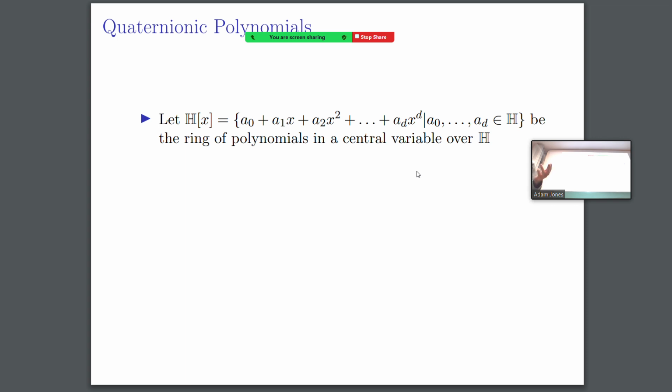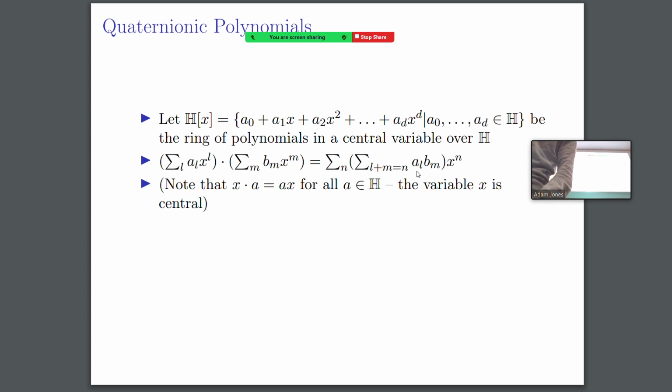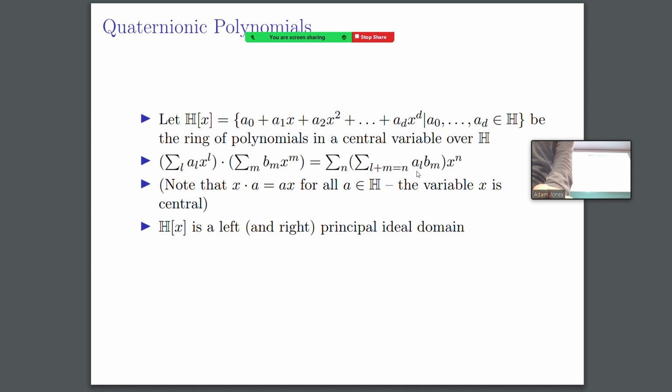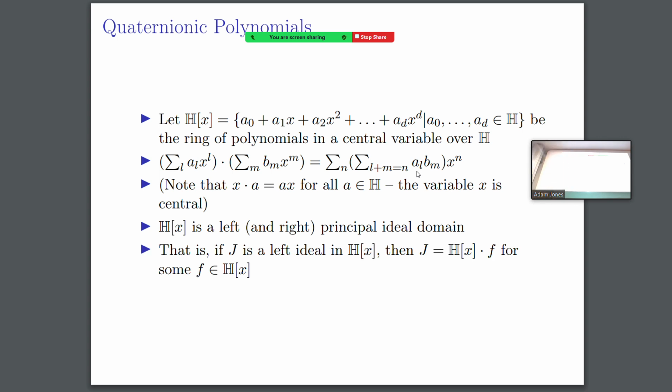A central variable simply means that you use the usual product rule, just the same one you write with commutative polynomials. A different way to say it is that you look at the ring where the source of non-commutativity only comes from the coefficients, the quaternions, and the variable does not. The variable is somehow almost commutative. So it's a very natural generalization of the usual ring, and it's a standard fact that this is a left and right principal ideal domain. So if you have a left ideal in this ring, it is generated as a left ideal by a single polynomial.